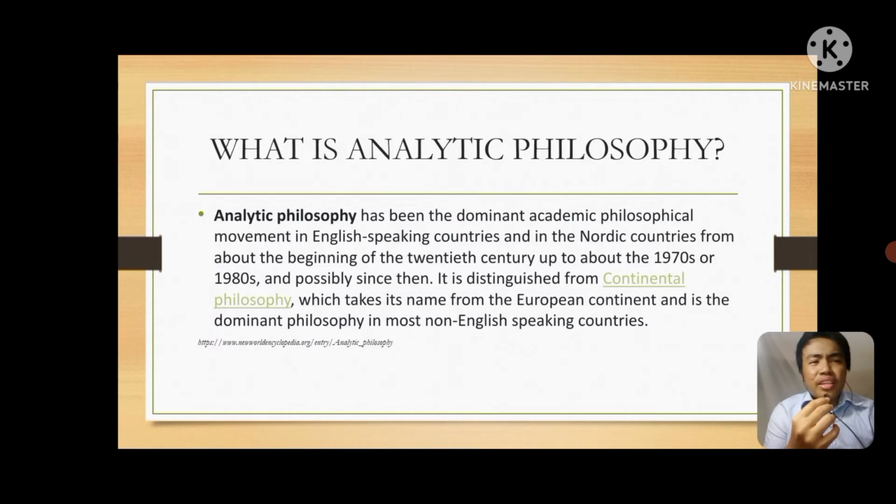What is analytic philosophy? Analytic philosophy has been the dominant academic philosophical movement in English speaking countries and in the Nordic countries from about the beginning of the 20th century up to about the 1970s or 1980s, and possibly since then. It is distinguished from continental philosophy, which takes its name from the European continent and is the dominant philosophy in most non English speaking countries.